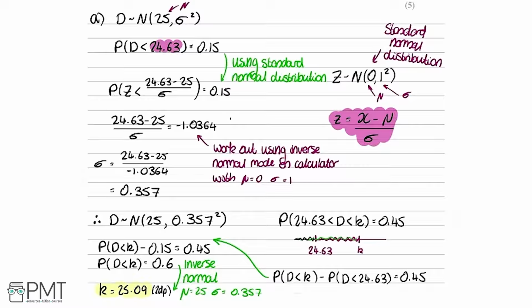So we get our first mark here, so getting down to this part using the standard normal distribution. And then we got our second mark for rearranging that and getting the correct value for sigma. We got our third mark for this line here, so saying the probability of D being less than K is 0.6. Then we get 2 marks for the rest of our working, so getting down to K equals 25.09.